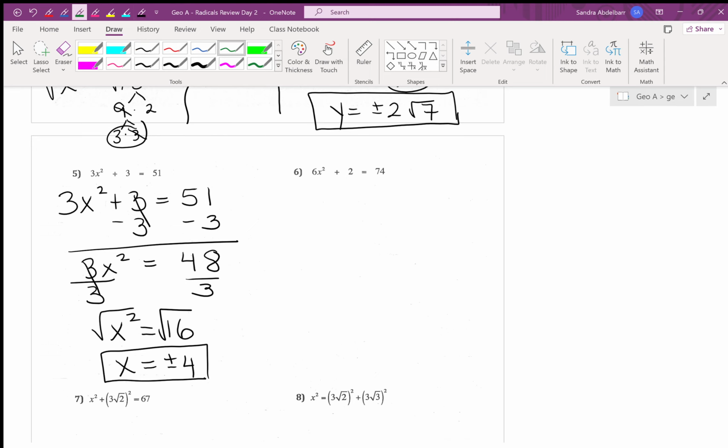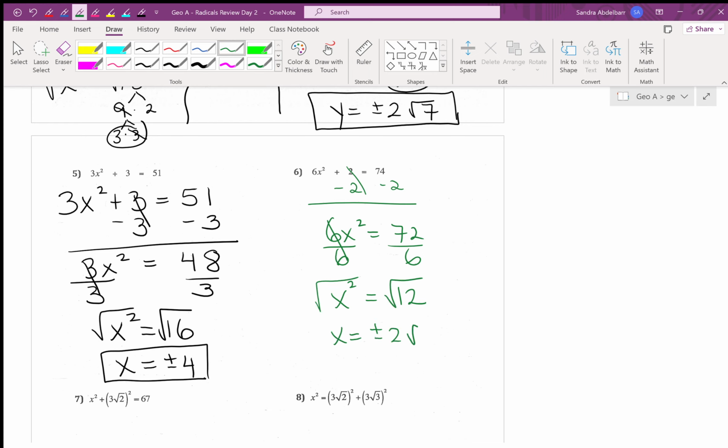All right, who's going to tell me how they did this? Okay, Adam. So first you minus 2, so it's going to be 6x squared equals 72, and then you divide 6 on both sides, and then that'd be x squared equals 12, and then it'd be x equals plus or minus 2 root 3. Absolutely perfect. You got this.